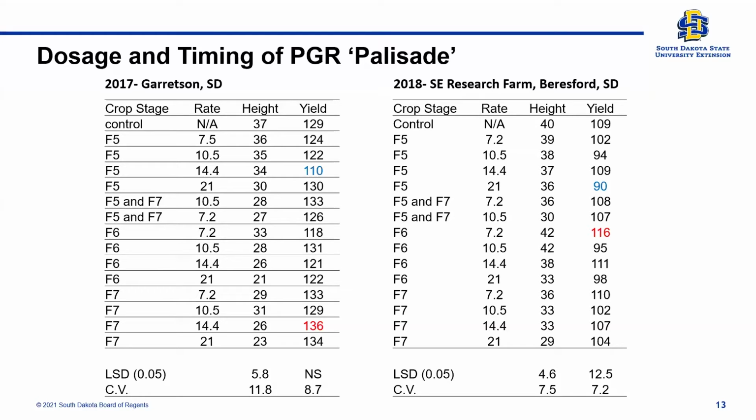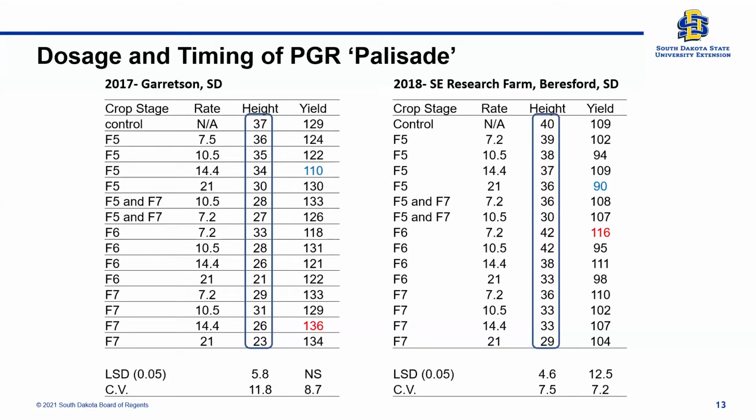So we did a Palisade, our PGR, Palisade doses and timing study, one location in each year: in 2017 at the farmer cooperator's field, Garretson in South Dakota, and in 2018 at the Southeast Research Farm by Beresford. I sorted this table by height, so you see the tallest plot on the top and go to the shortest plot on the bottom, and each number is the average of 3 replicates we had for this trial.